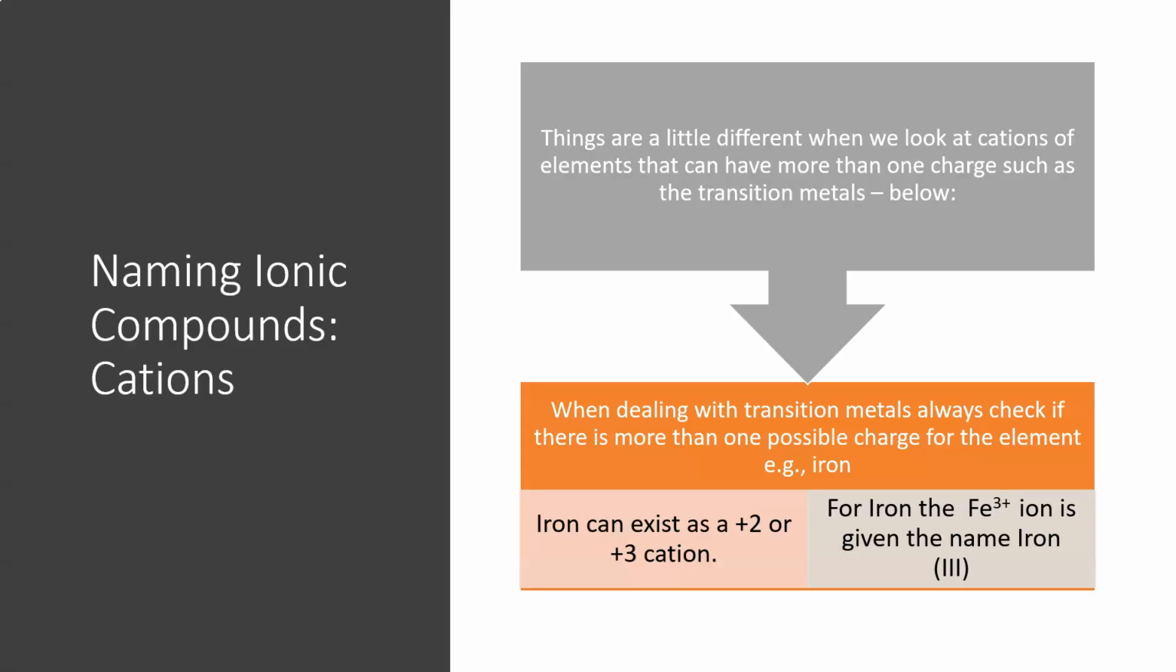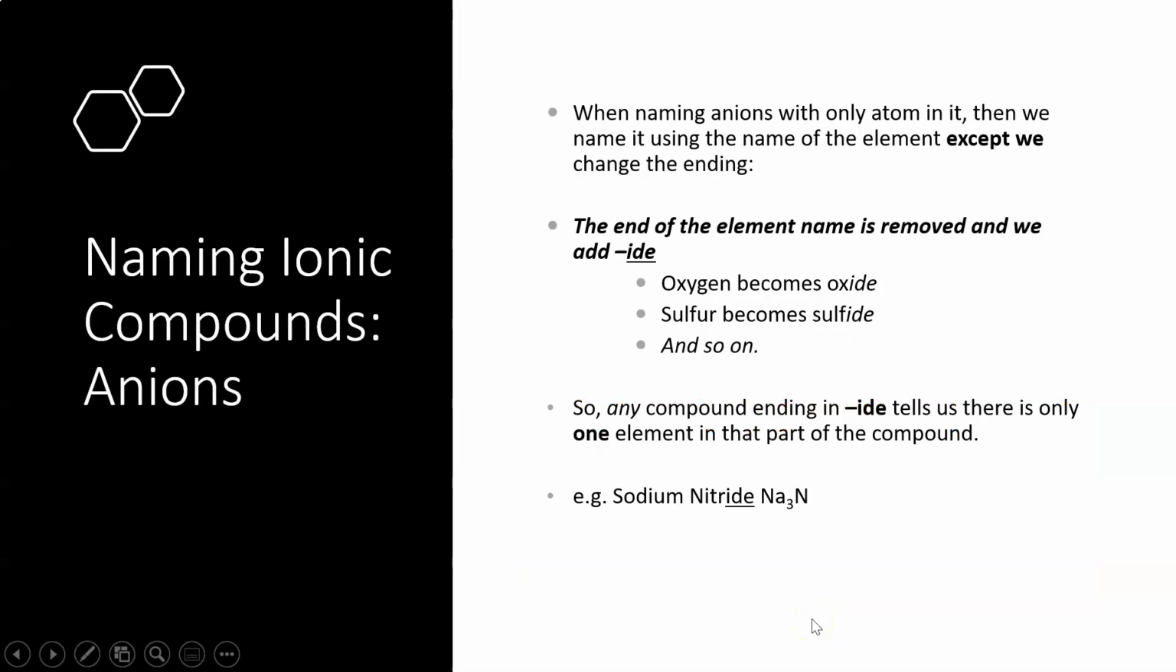Alright, so when we name the cation, we put the cation symbol, so for example Fe, and then how many extra protons it has compared to electrons, so what its charge is. Then we've got to name our anion, and we do something similar here, except we change the ending. So if it's oxygen, it becomes oxide, if it's sulfur, it becomes sulfide, and so on.